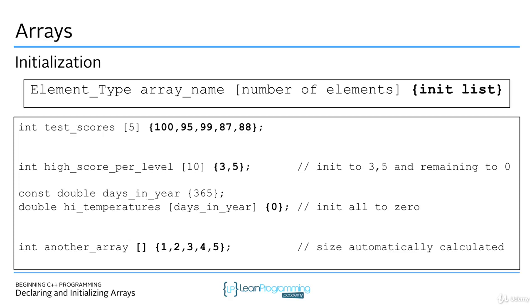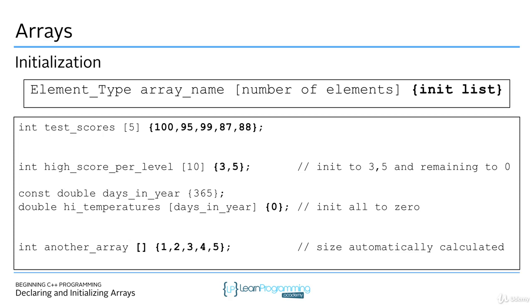The test scores array element at index 0 is initialized to 100, the element at index 1 to 95, and so on. In the second example, you see that we declared an array named high scores per level of 10 integers, but we only provided two values in the initializer list, 3 and 5. In this case, the first two elements of the array are initialized to 3 and 5 respectively, and the remaining 8 array elements will be initialized to 0.